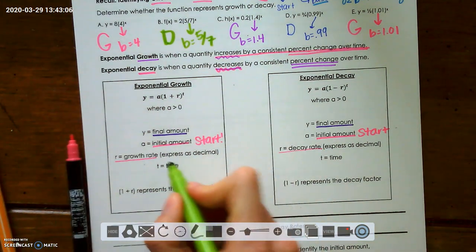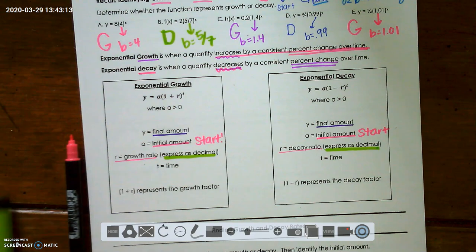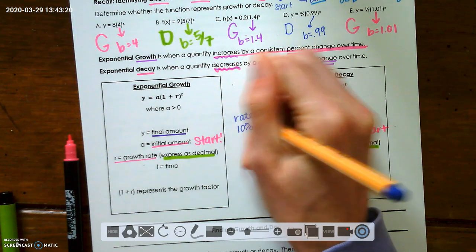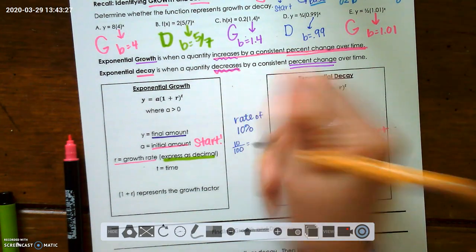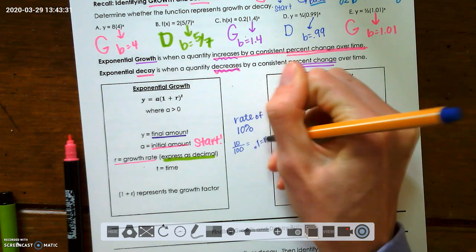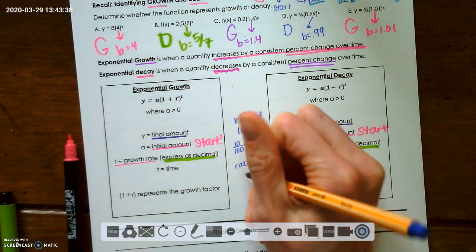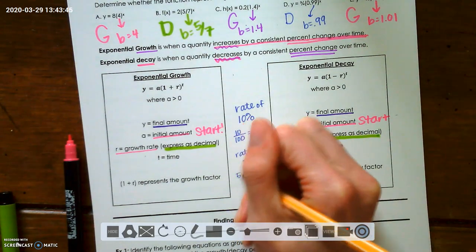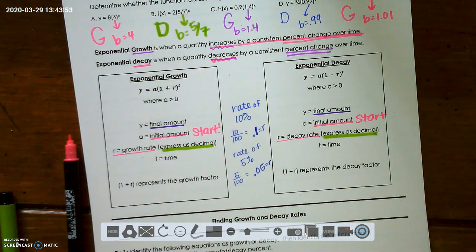Now this rate we always express as a decimal. So, for example, if I have a rate of 10%, I need to do 10 divided by 100 to get the decimal. 0.1 would be your R. Let's say I had a rate of 5%. Now to find the decimal that we would plug in for R, we need to do 5 divided by 100, which is 0.05. So remember, to turn a percent into a decimal, you just divide that number by 100.